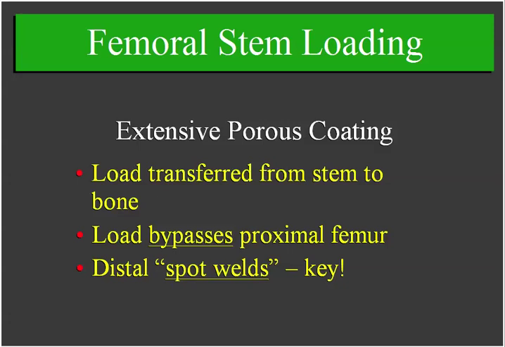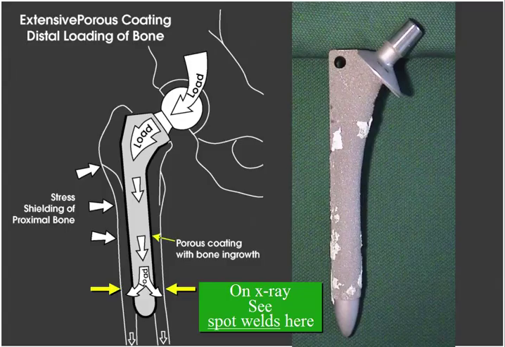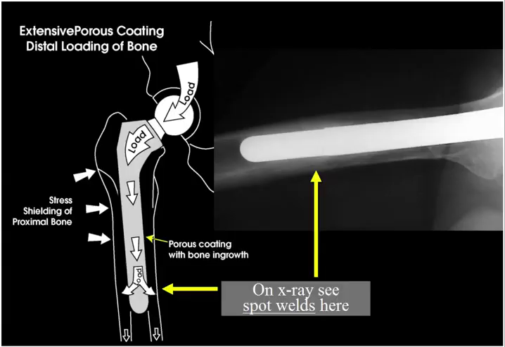With extensive porous-coated stems, the load is transferred from the stem to the bone, but the load bypasses the proximal femur and actually comes out more distally, and that's been proven in many studies. And what you see is the distal spot weld, and I want you to remember that because that will be on the test. What happens is the load comes in proximally and exits distally, and on X-ray you will see the spot weld. And this is the classic spot weld with an AML stem. The load comes out distally. You will see that increased bone density, and they'll say, is that a problem with a fracture or is that hypertrophic growth? No, that is a classic spot weld of a porous, extensively porous-coated implant. So remember that and memorize it.